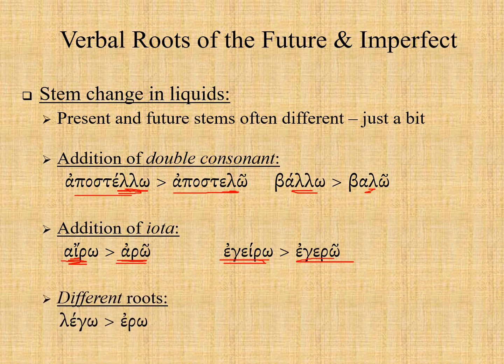And sometimes we have completely different roots as we looked at before. So lego, I say, and in the future it is ero, I will say. There's really nothing that can help us to distinguish the two except the fact that we will just memorize it.